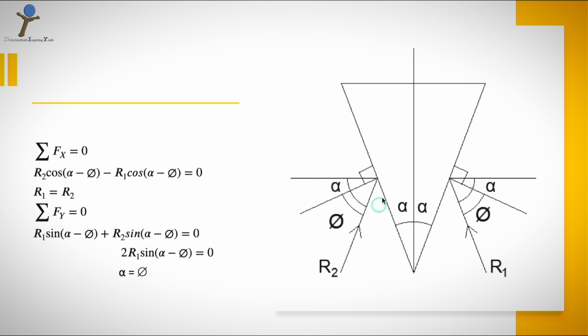Now, resolving the forces in y direction, you have R1 sin(alpha minus phi) in vertically upward direction, R2 sin(alpha minus phi) in vertical direction. Both these two forces are in upward direction. Then their sum is equal to 0 here. Then you have, since R1 is equal to R2, 2R1 into sin(alpha minus phi) equal to 0. So, alpha is equal to phi.